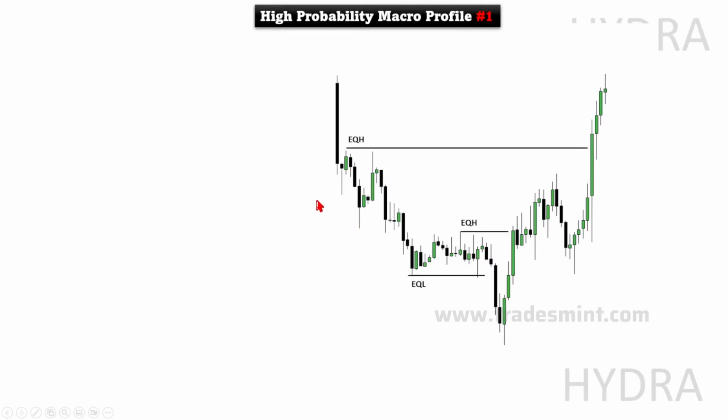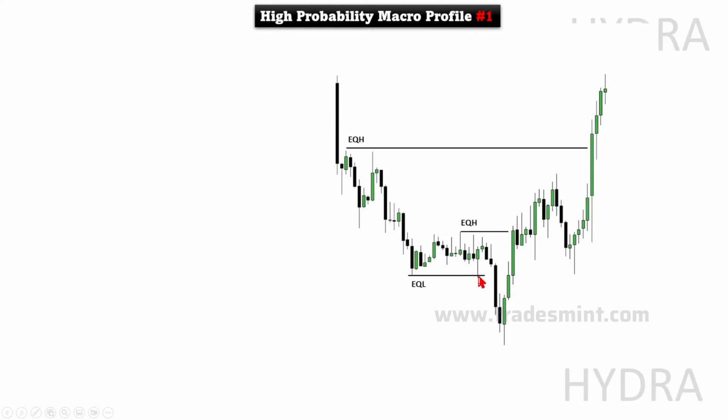So let me mark that for you. We have relative equal high here, right? We have relative equal high here, then we have relative equal low here. So what happened here? Price generated relative equal highs and relative equal lows, so both sides of the liquidity in the marketplace. So what do we do here? We wait for price to clear out one side of the liquidity.